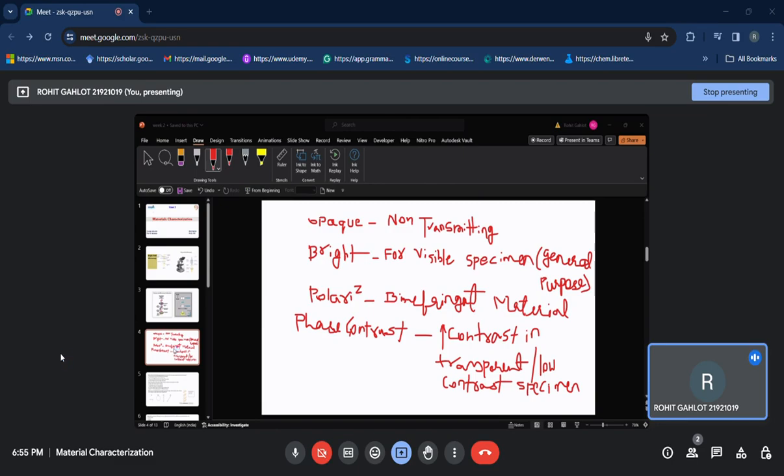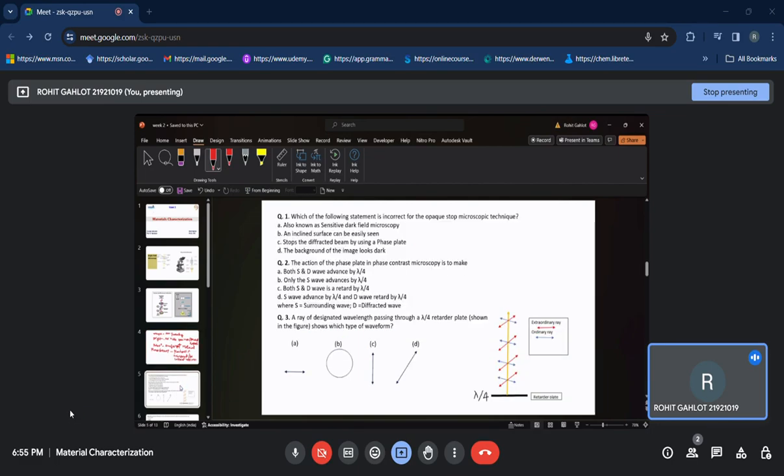Okay, so now let's move to some of the problems. These are simple MCQs. The first one is: which of the following statements is incorrect for the opaque stop microscopy technique? Option A, also known as sensitive dark field microscopy. Option B, an inclined surface can be easily seen. C, stops the diffracted beam by using a phase plate. And D, the background of the image looks dark.